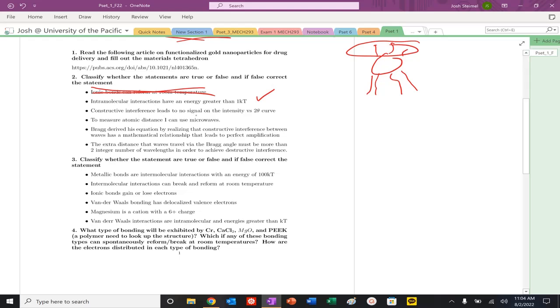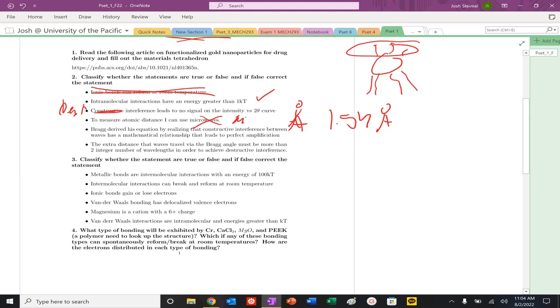Constructive interference leads to no signal on the intensity versus 2 theta curve. No, that is not true. Destructive interference would lead to no signal. To measure atomic distance, I can use microwave. No, atomic distances are what distance? Angstrom. So I need copper alpha radiation. I need 1.54 angstrom wavelengths approximately. Microwaves are way larger. We're not going to be able to do that.